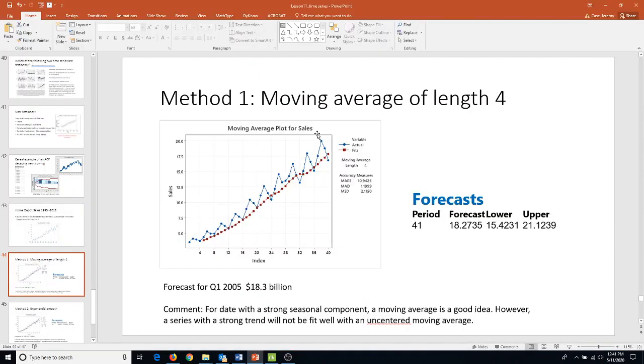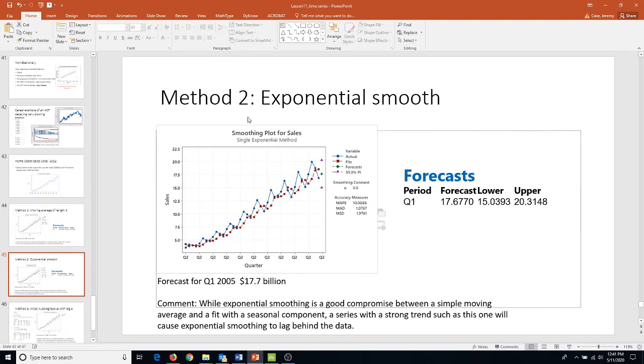So that might be a million of sales. I forgot whether it's millions or billions. And so the forecast, I guess it's in billions, 18.3 billion. But then I could do it for an exponential smoothing time series, and there it forecasts me for 17.6. Notice this is a little bit lower, but it kind of depends. It's kind of a good compromise between a simple moving average and a seasonal component.